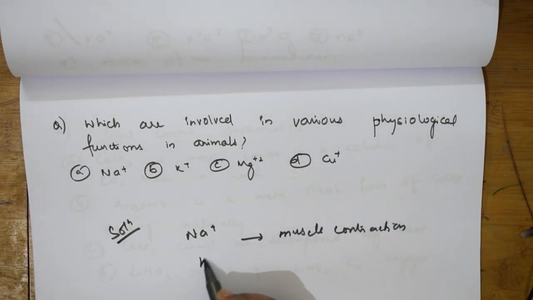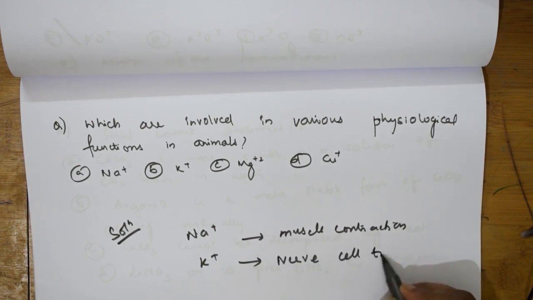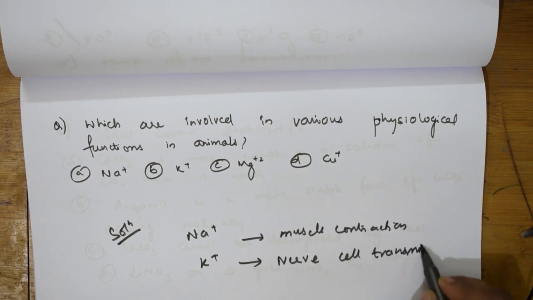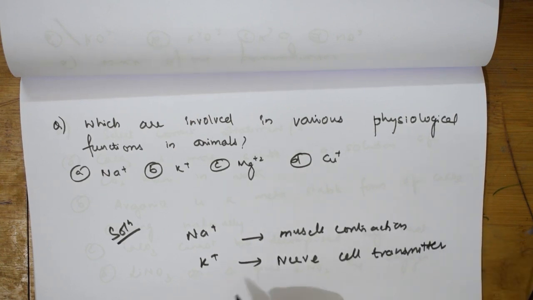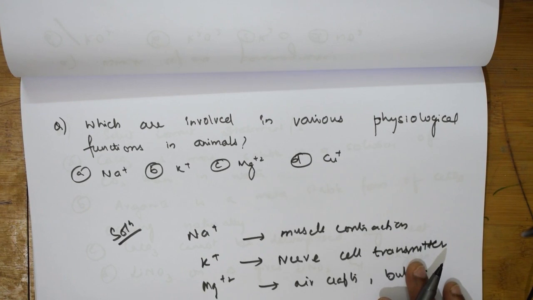And I have to speak about K+. It is used as a nerve cell transmitter in animals. Very important function. Correct. When I have to speak about magnesium, Mg2+, it is used in aircraft, bulbs, flash, different metals like that. Fine. So this is the nerve cell transmitter in animals.